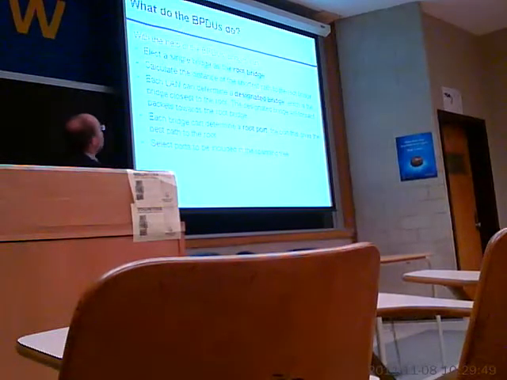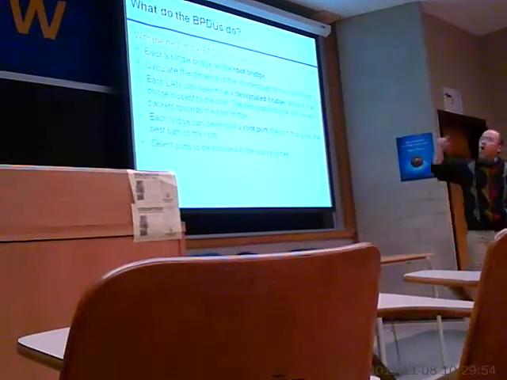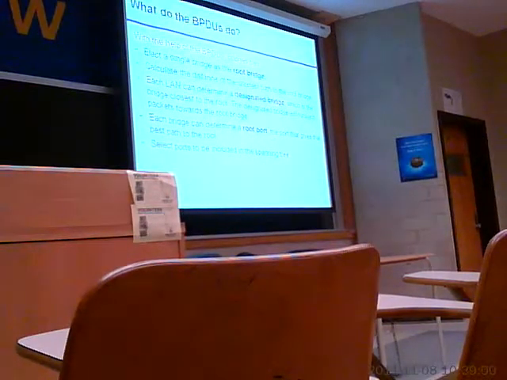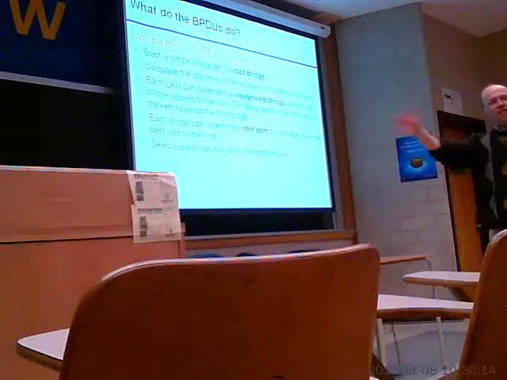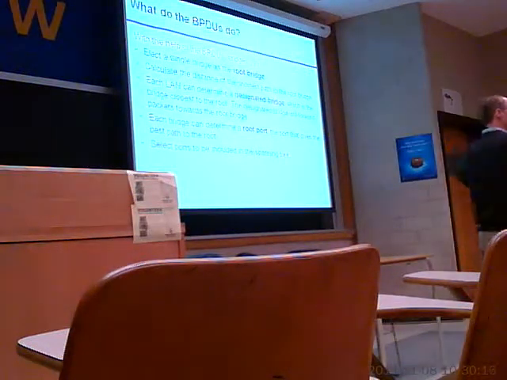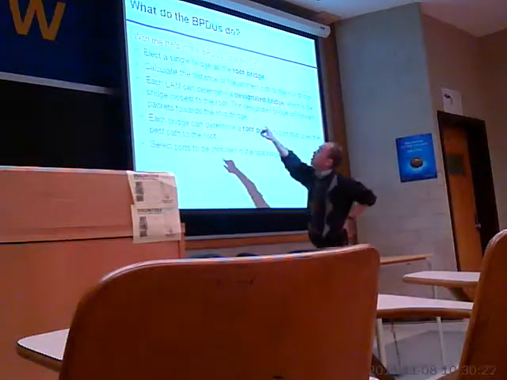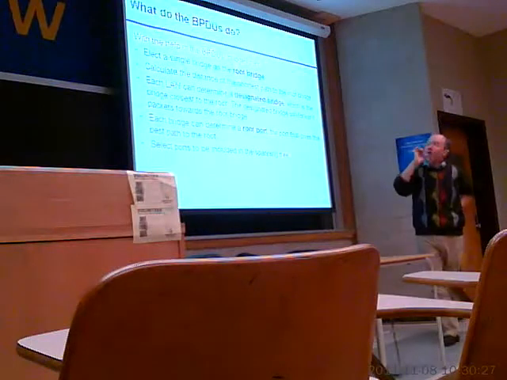So with the BPDUs, they accomplish a number of things. Number one, all bridges agree on a single bridge to be the root. They all agree, and the root is very simple: the bridge with the smallest ID is the root. If the name starts with a Z, you're less likely to be the root. If the name starts with an A, you're most likely to be the root. That cannot be simpler.